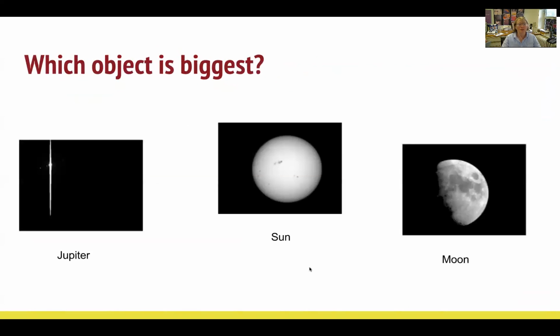Here, for example, are 3 images of 3 objects in the solar system. And these are all taken by MicroObservatory telescopes, and these images are all the same magnification, same field of view. So now we know the sun is a lot bigger than the moon. Why does it appear the same size? And we know that Jupiter is a lot bigger than the moon, and it appears much smaller. Any hunches of what's going on?